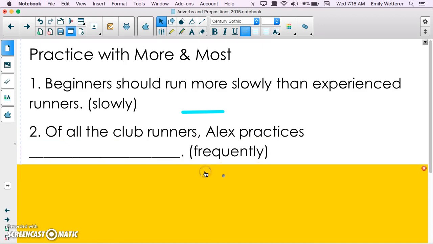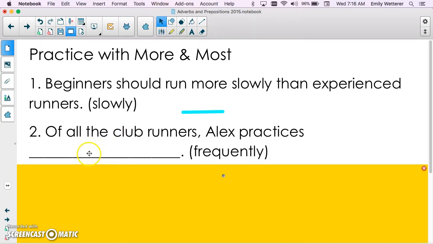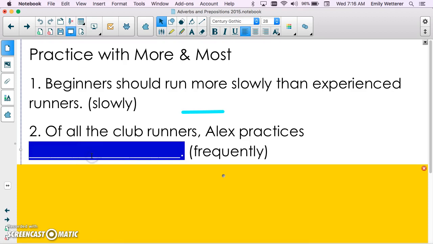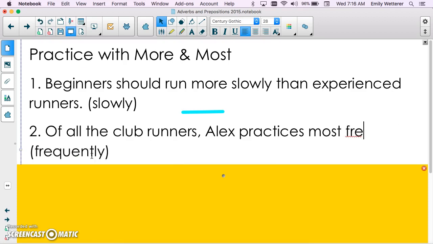Let's check this one out. Of all the club runners, Alex practices blank frequently. We're comparing how Alex practices to all the other runners. So what would we use? er or est? No! It ends in ly, so most frequently.